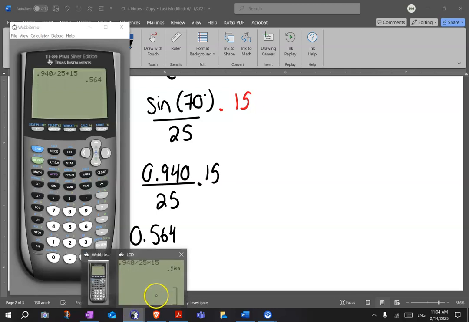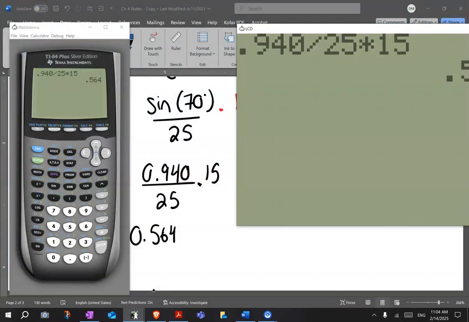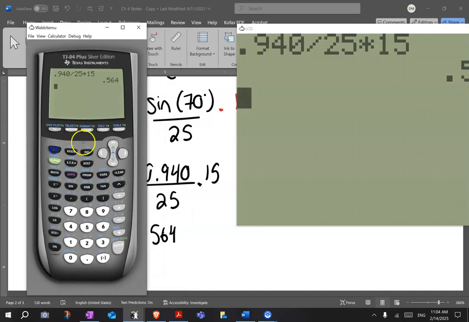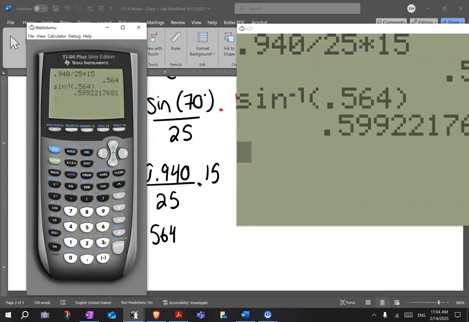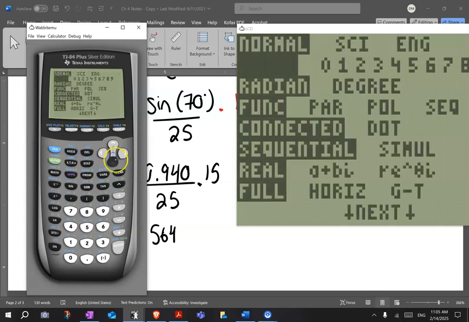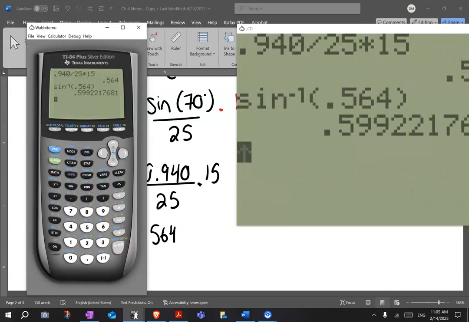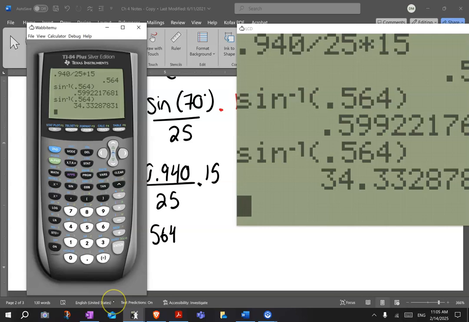If you have this, in order to get A alone, you see how there's a sine there, you can just do sine inverse. So sine inverse of 0.564, and I mean 0.564 is rounded, so we're kind of already off. Oh, I'm in radians mode, so I'm going to change that to degrees. And I'm just going to repeat that. Okay, so it's around 34.3.